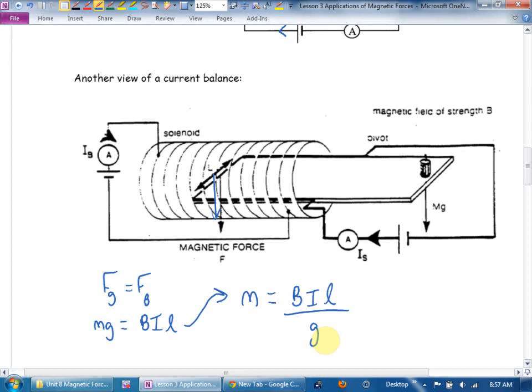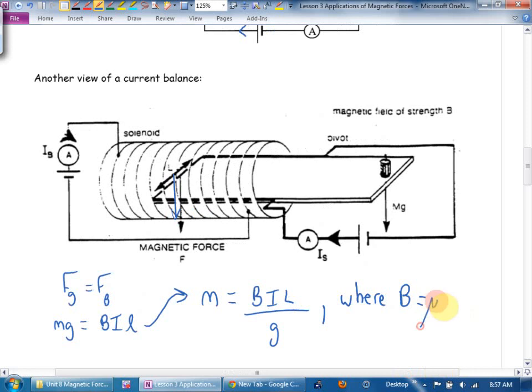Which length? This length of wire here. Now I noticed they used a capital L, so I'm going to change this to a capital L. Which magnetic field, Jordan? The magnetic field from the solenoid, where the magnetic field is from yesterday, mu naught N I over L. Do you remember from yesterday? What did the capital N stand for as a variable?